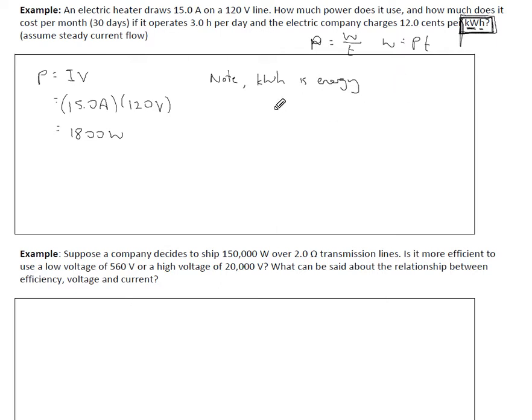Okay, so kilowatt hours is energy. Therefore, work is equal to 1800 watts, and we're using it for 30 days, and each day we're using it for 3 hours. So the amount of energy we're using is 162,000 watt hours, which is 162 kilowatt hours.